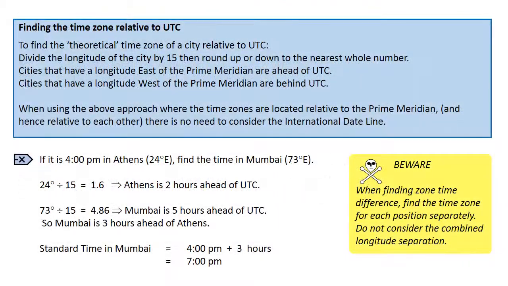To find the theoretical time zone of a city relative to UTC, divide the longitude of the city by 15, then round up or down to the nearest whole number. Cities that have a longitude east of the prime meridian are ahead of UTC, and cities that have a longitude west of the prime meridian are behind UTC. When using this approach to find the time zone of a city, there's no need to consider the international dateline.